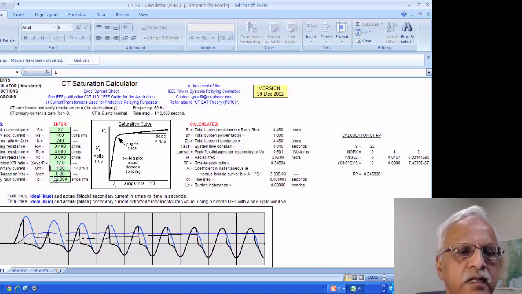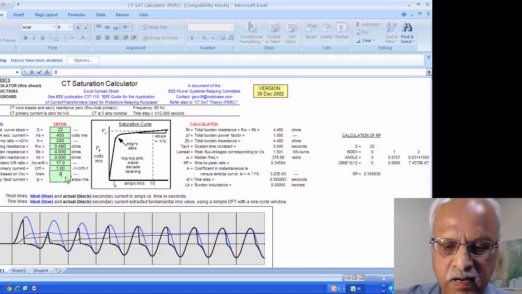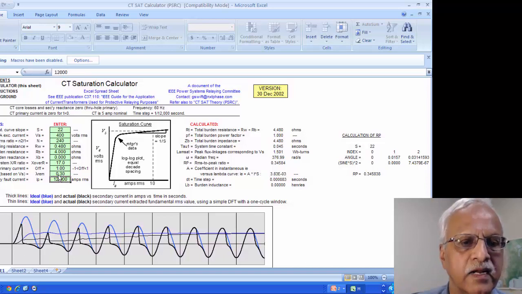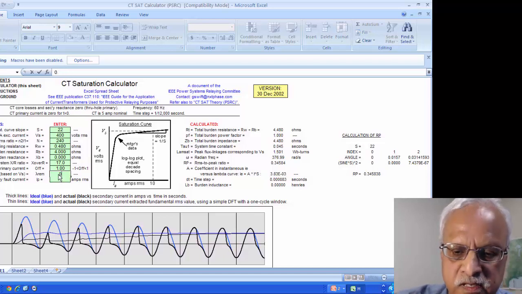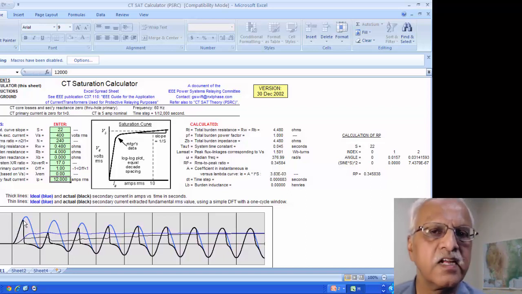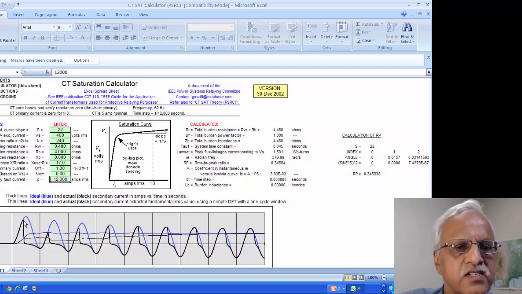And I'm assuming that there are no remnants in the magnetic core. If I assume 0.3 remnants here, then it saturates much faster. Let us go back and put this as 0, and you see it changes based on that. So if there are no remnants, it takes a little longer for the CT to saturate.